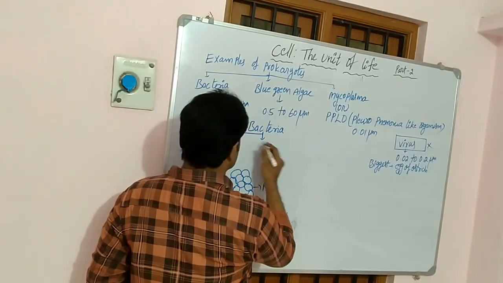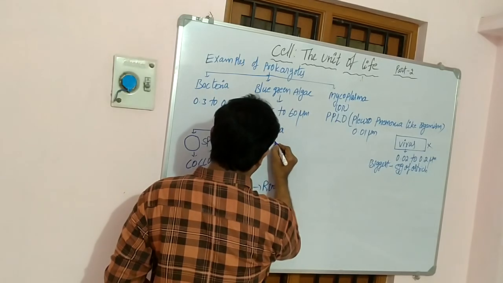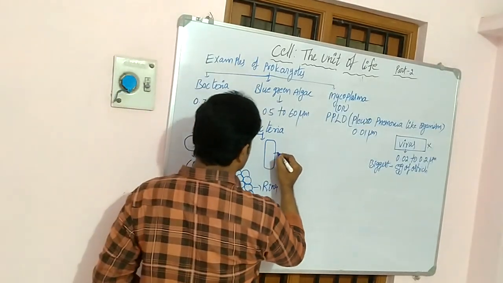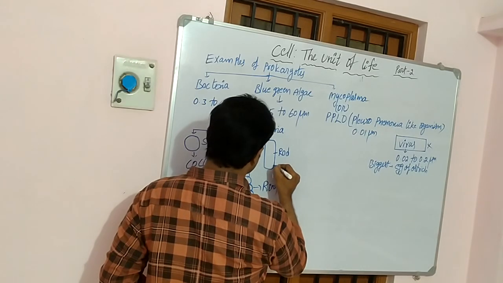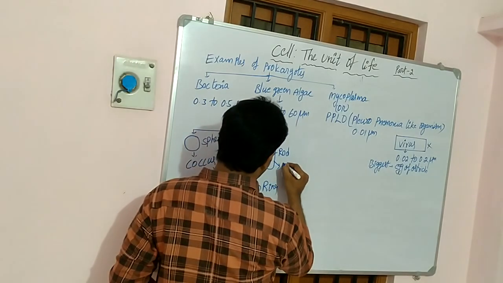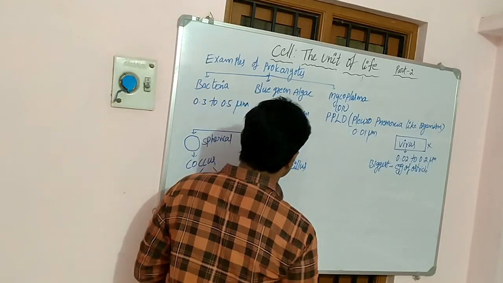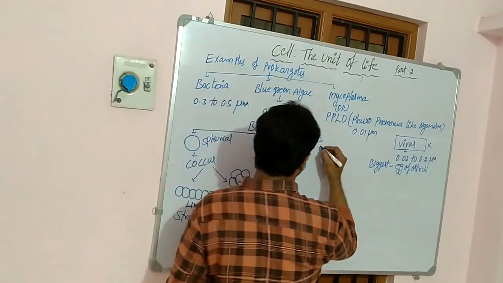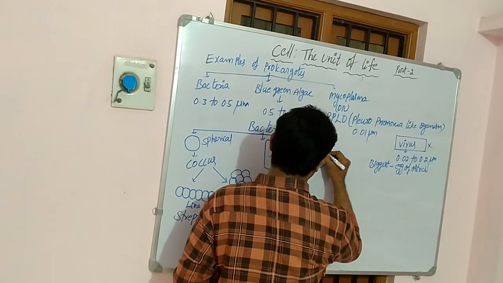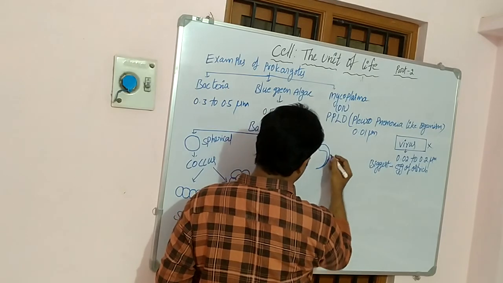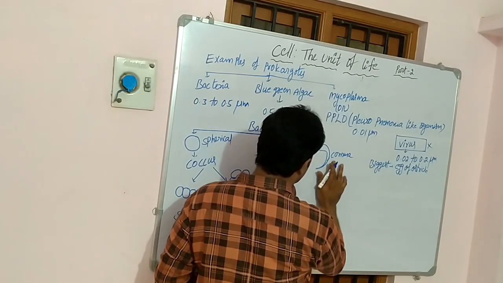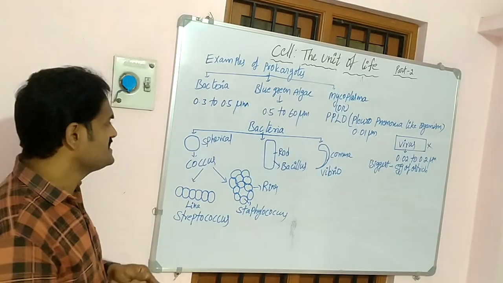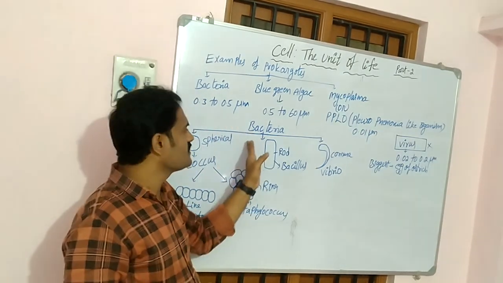Then coming to the next one, some of the bacteria look like a rod shape like this. This rod shaped bacteria is called bacillus. Some other bacteria look like a comma shape like this. So this comma shape bacteria is called Vibrio bacteria. See, these are the types of bacteria based on their shapes.